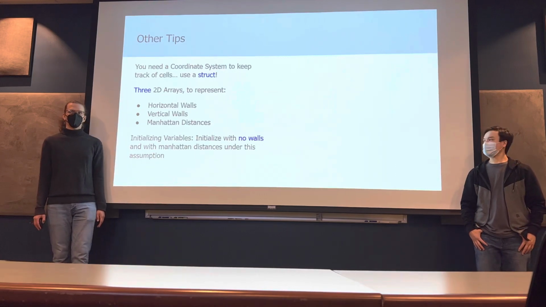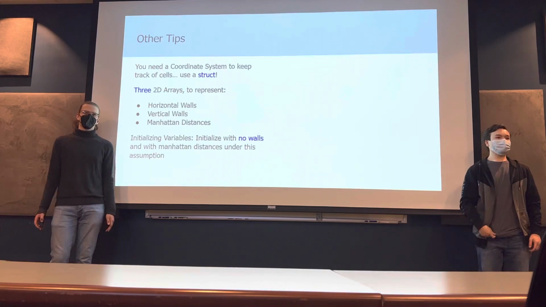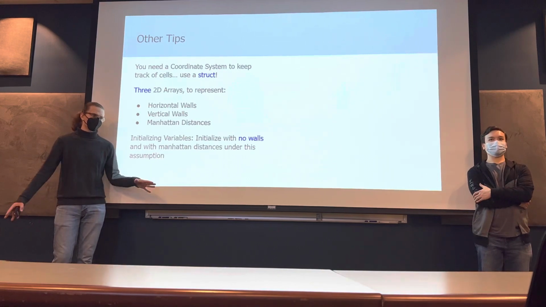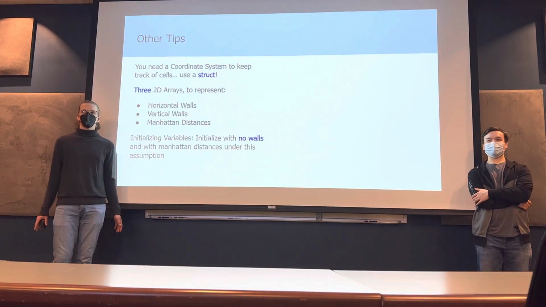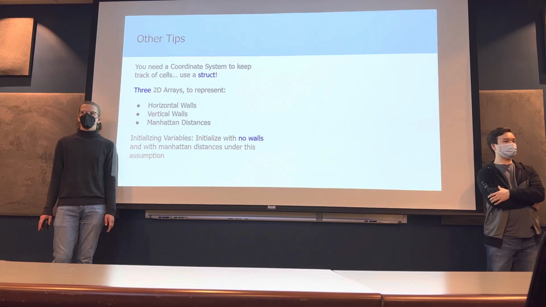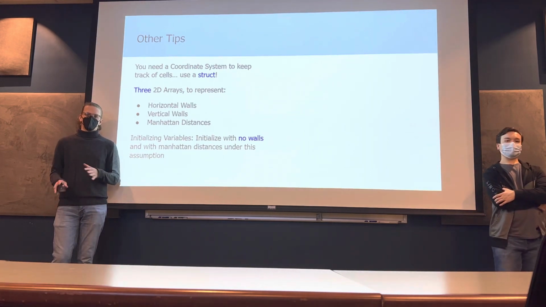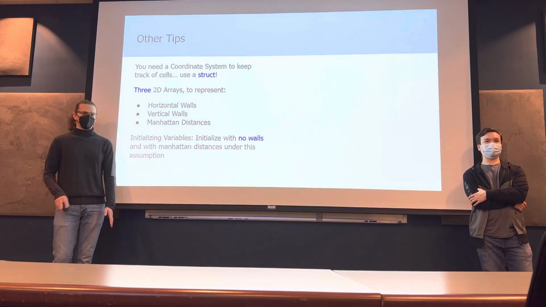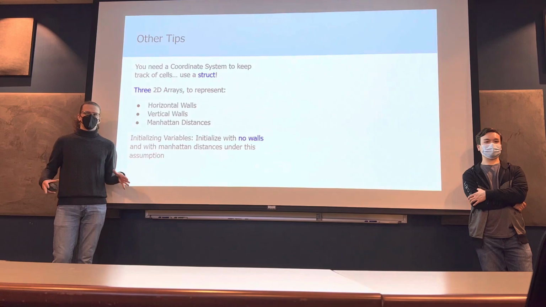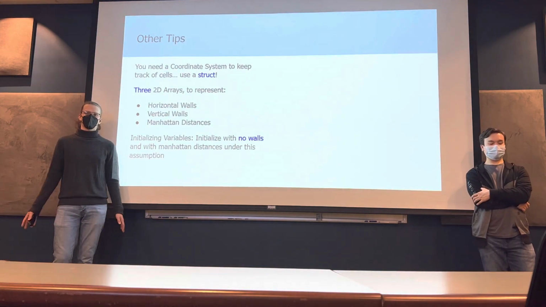And then next, also when you're initializing everything, remember when we had to go back, assuming that there's no walls, and then fill everything in, you definitely need to make sure you get that right. So have there be no walls, and then assign everything under that assumption, and make sure you have those Manhattan distances loaded in before you start writing your code.